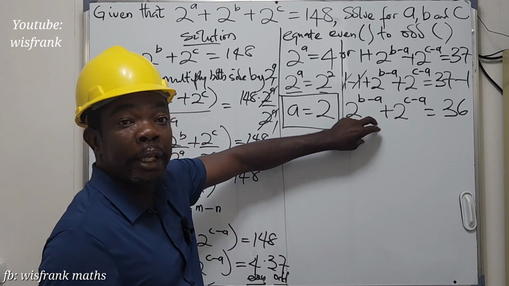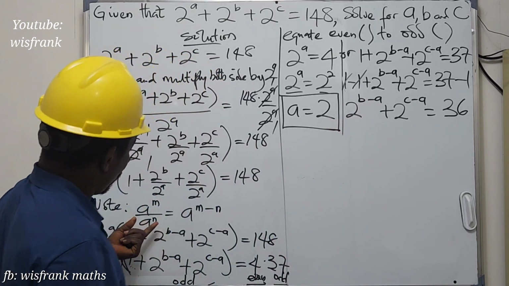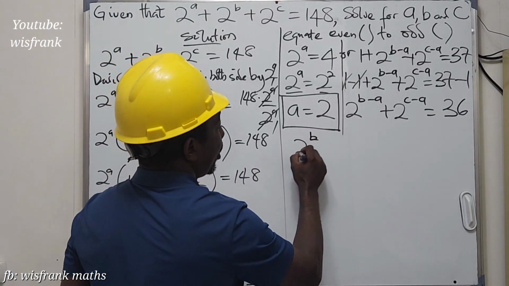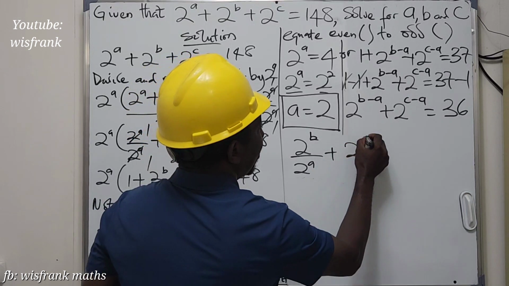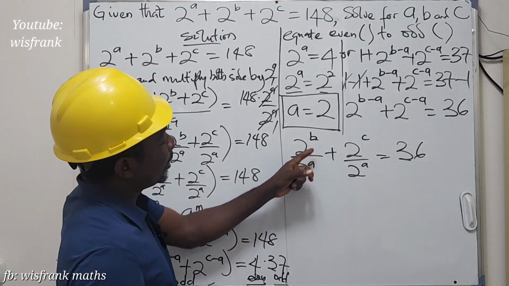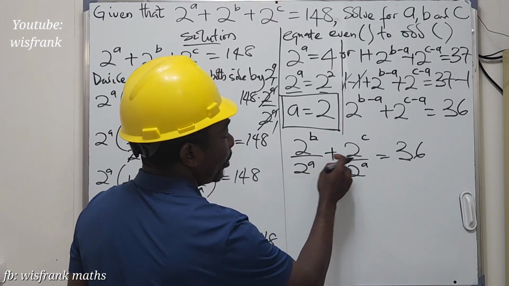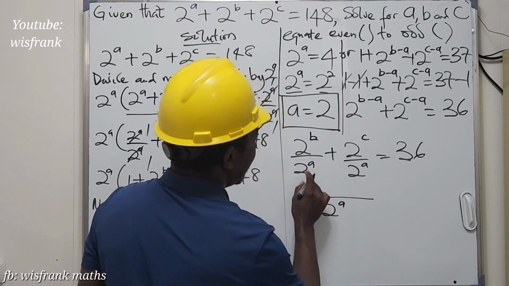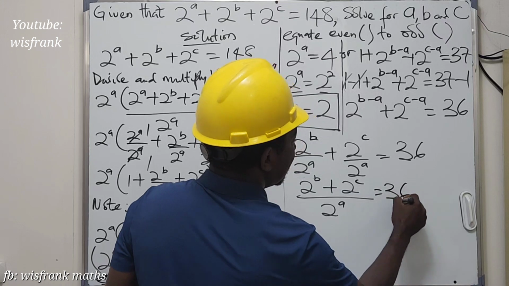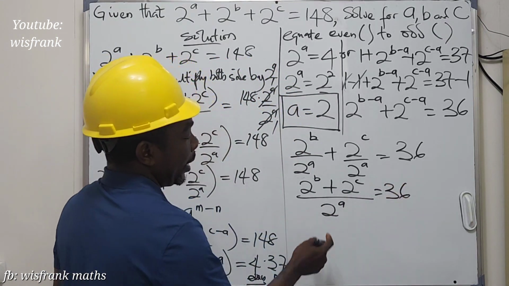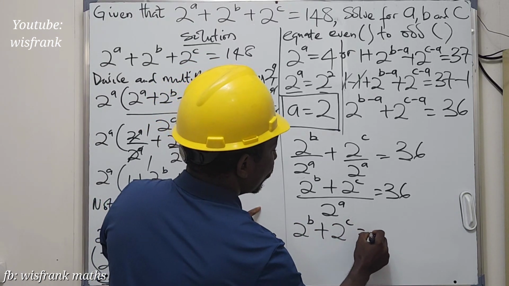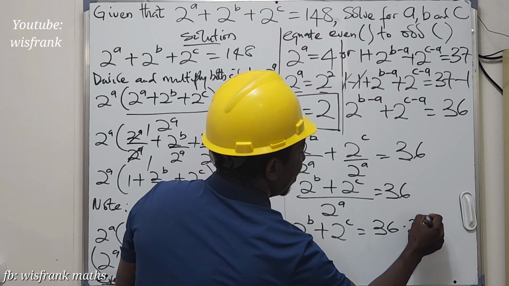We can represent this in this format. So this becomes 2 to the power of b all over 2 to the power of a plus 2 to the power of c all over 2 to the power of a equals 36. This is the same thing as taking the LCM, 2 to the power of a, so this here will be 2 to the power of b plus 2 to the power of c equals 36. In this case, we can cross multiply. When we cross multiply, this becomes 2 to the power of b plus 2 to the power of c equals 36 times 2 to the power of a.